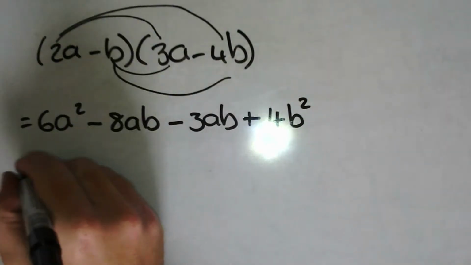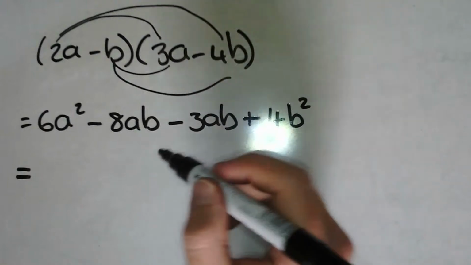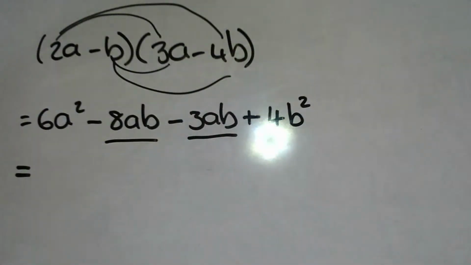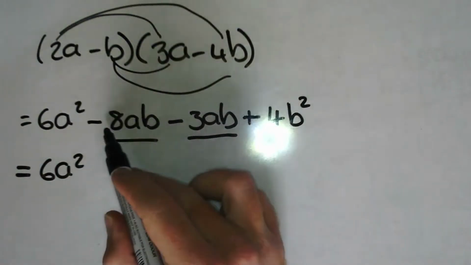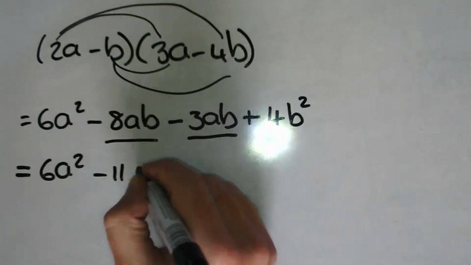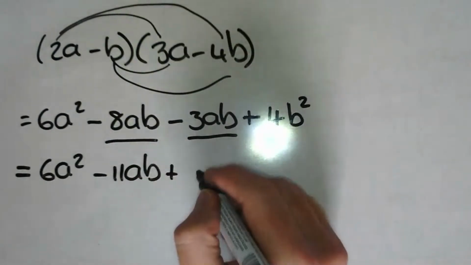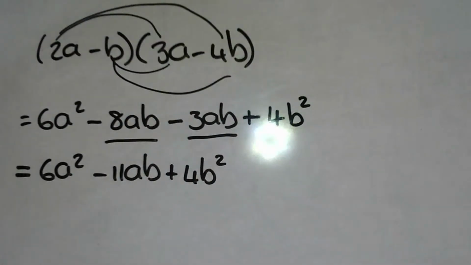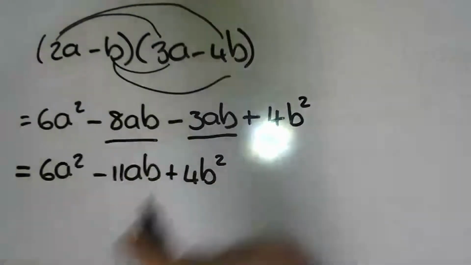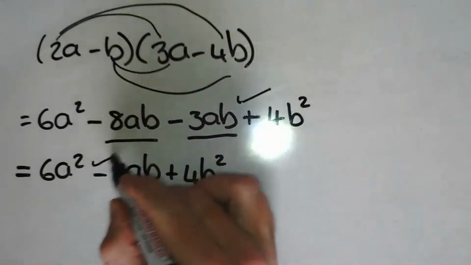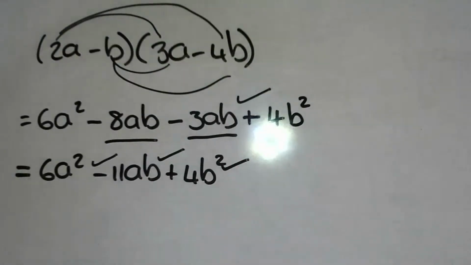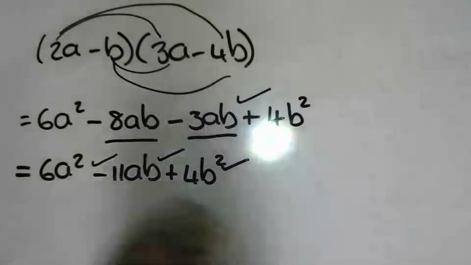Now, we need to go and look for the terms that look the same. These two terms look exactly the same. So you get the following answer. You'll have 6a squared. Negative 8 minus 3 is negative 11ab plus 4b squared. So where do I get marks? Because this is a 4-pointer. Okay, so you get 1 for foiling properly, and then you'll get 1 mark for each term in your answer in this case. Okay, moving on to the next question.